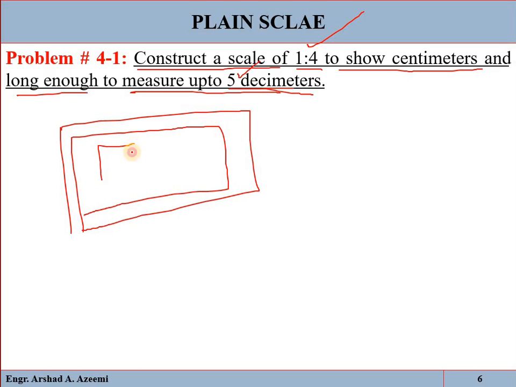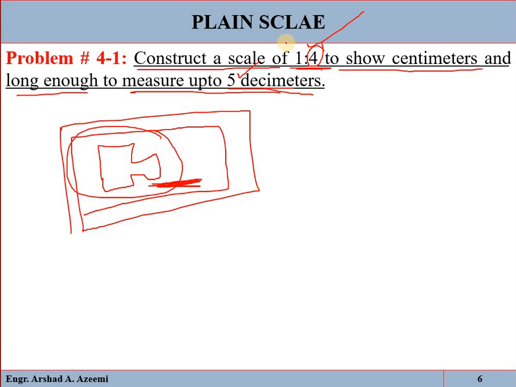For example, here you have drawn your required structure. Now here you will have to construct the graphical scale. Here you will have to construct the plane scale. And see, this drawing is drawn through this representative fraction. Mean the object is reduced 4th time from the actual dimension.